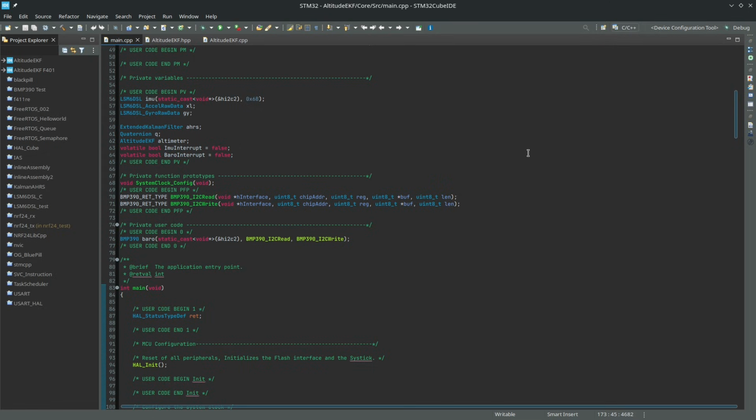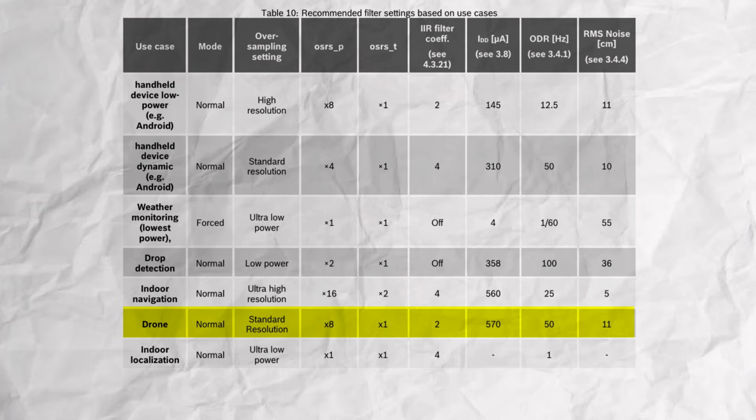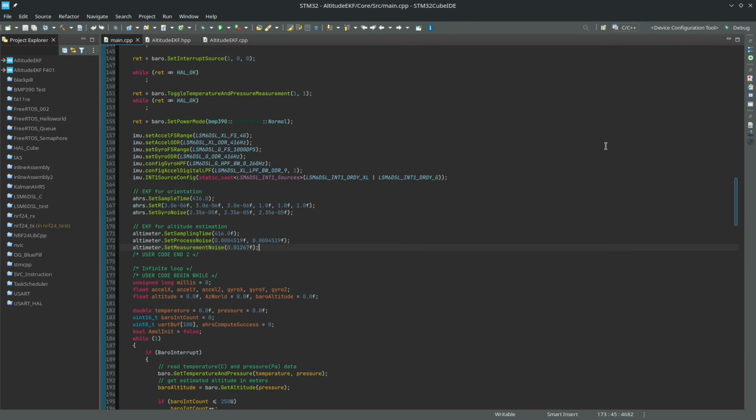This is the test code. I won't be going through each and every line, but instead focus on the core concept. AHRS is an EKF object used for calculating the orientation. Altimeter is the altitude EKF object to calculate the altitude. In the main function, we start by initializing the barometer based on this configuration. Following these, the accelerometer and gyroscope are set to run at a full-scale range of 4G and 1000 dps respectively, with an output data rate of 416 Hz. The accelerometer low-pass and gyroscope high-pass filter are both enabled.